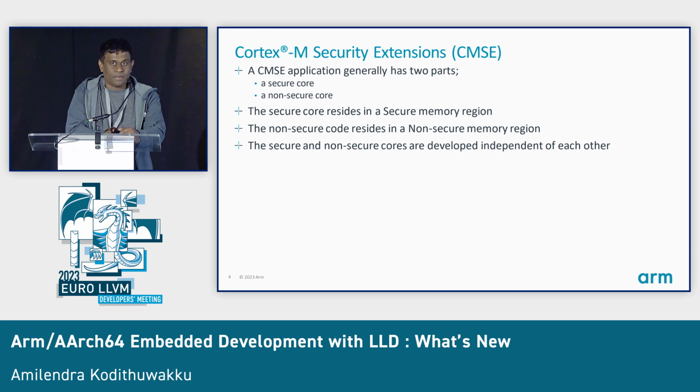A CMSE application generally has two parts, a secure part and a non-secure part. As the name suggests, the secure core resides in the secure memory region and the non-secure core resides in the non-secure memory region. And these two parts are generally developed independent of each other.